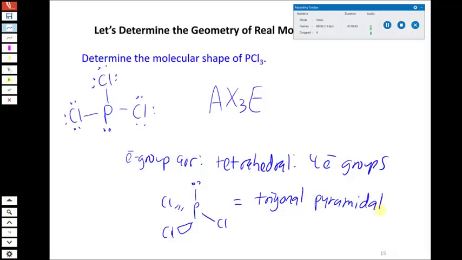All right, so starting with a Lewis structure that we've already done, that's how we translate that into the molecular shape or the electron group arrangement. You have to know how many total electron groups there are to get the electron group arrangement, and then the combination of X and E dictates what the molecular shape is, which in this case is trigonal pyramidal.